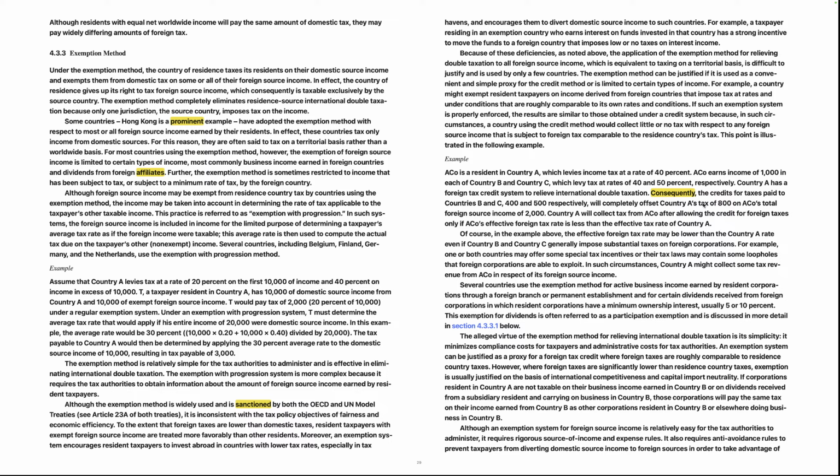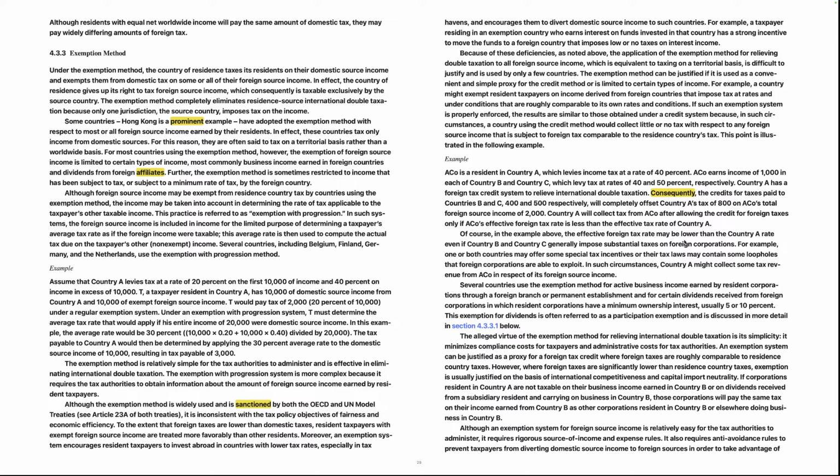For example, one or both countries may offer some special tax incentives, or their tax laws may contain some loopholes that foreign corporations are able to exploit. In such circumstances, country A may collect some tax revenue from ACO in respect of its foreign source income.